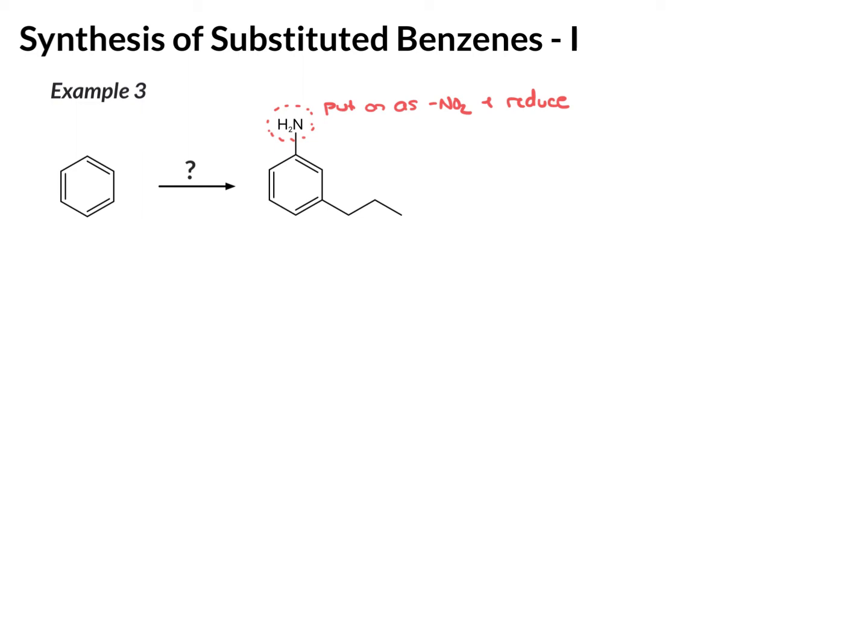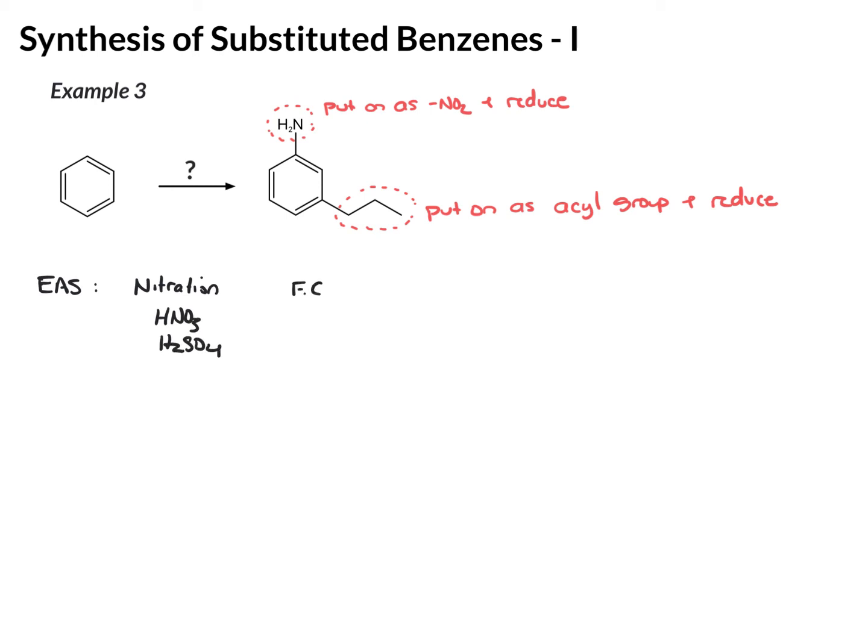The next thing to think about is this propyl group and the fact that you can't just get this chain on the ring by a Friedel-Crafts alkylation, because carbocation rearrangement would give you isopropyl benzene instead. So this will need to be put on as an acyl group. And we'll reduce that as well. So in terms of the EAS reactions we're going to do a nitration, we're also going to do Friedel-Crafts acylation.